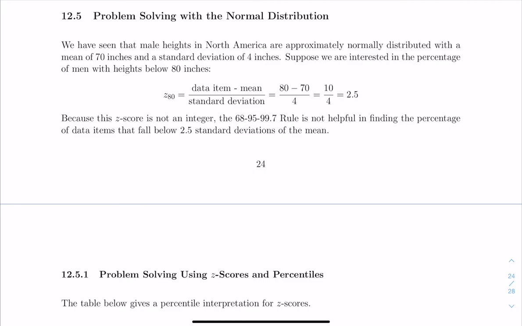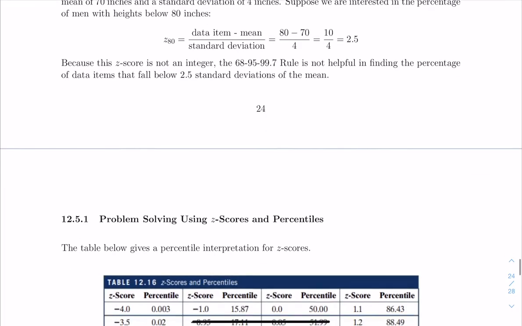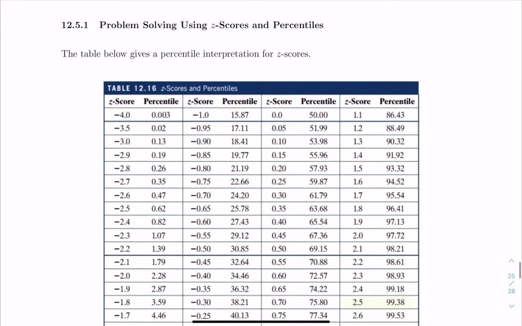And so we can find the z-score. That's by taking the data item of 80, subtracting the mean of 70, and then dividing by 4, which was the standard deviation. And we get 2.5. Now, because the z-score is not an integer, the 68, 95, 99.7 rule is not helpful in finding the percentage of data items that fall below 2.5 standard deviations of the mean. And so the table below gives a percentile interpretation for z-scores, and this will be given on your test.